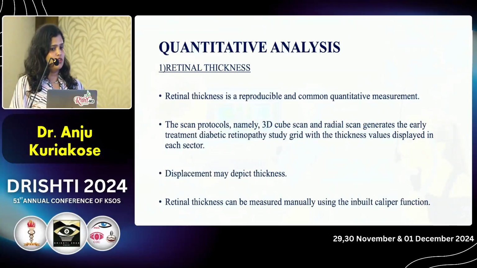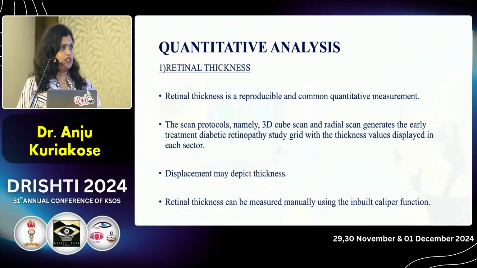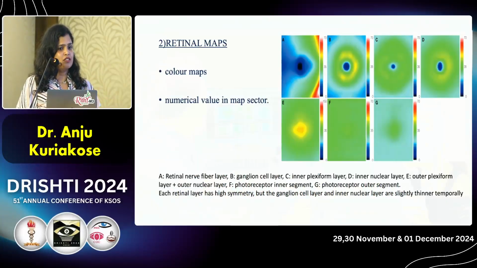So next we'll be dealing with the quantitative analysis. In this quantitative analysis only we'll be dealing with the retinal thickness, based on which we will be seeing whether the treatment has to be given for the diabetic retinopathy based on the study grid, and we will be depicting the thickness based on it. So next is the retinal maps. In this color maps are used. For each and every layer a single color is used.